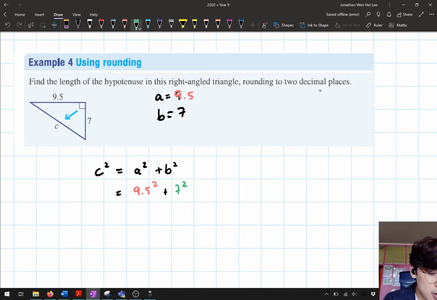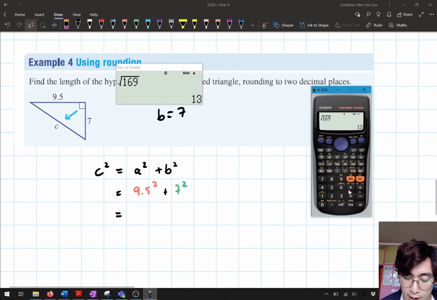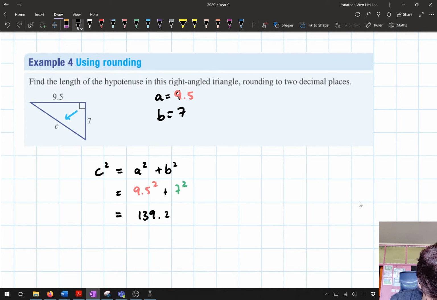Now that I've done that, I'm going to square them and add them together. Now, if you're doing this in your calculator, you don't need to write the individual step where you get the values of each of those squares. What you can do is just go, okay, 9.5 squared plus 7 squared is equal to, well, I've got my number here, 139.25. I'm just going to write my C squared again. So that's my third step. I square the numbers and I add them together.